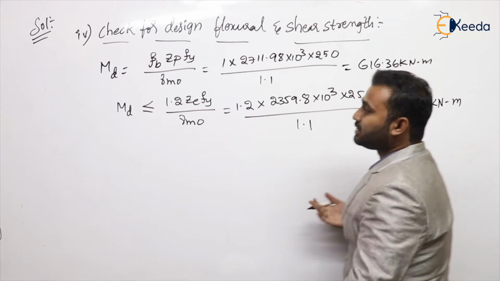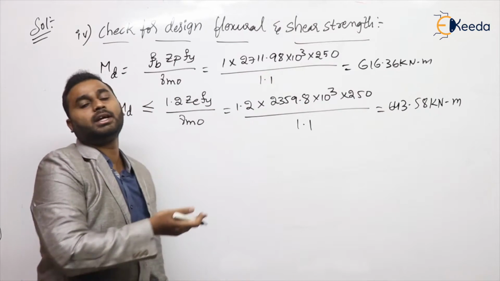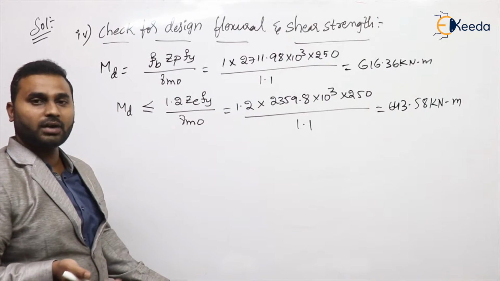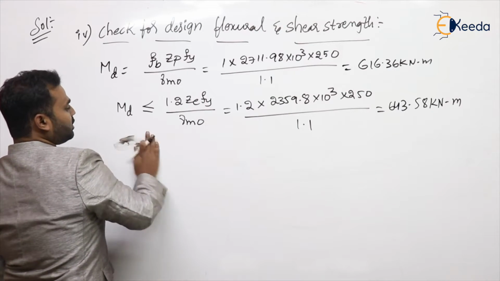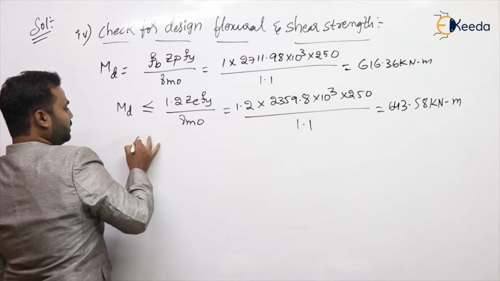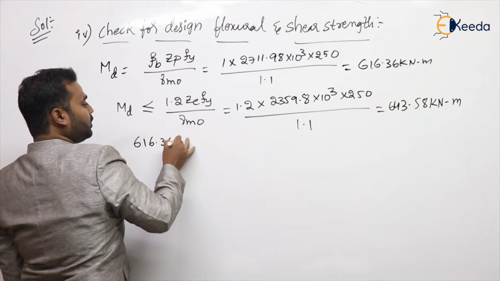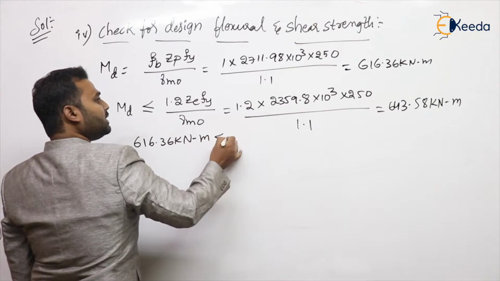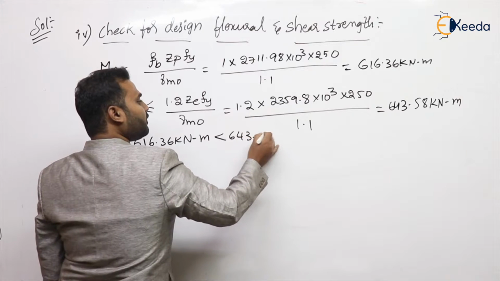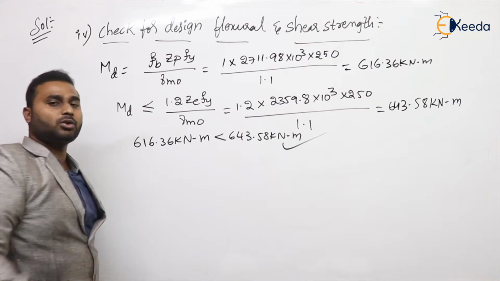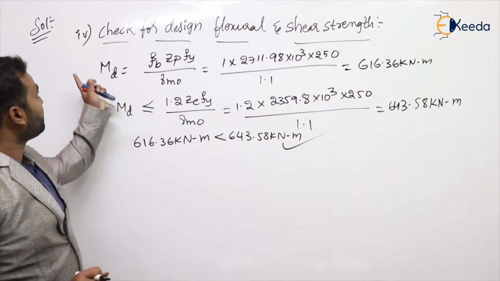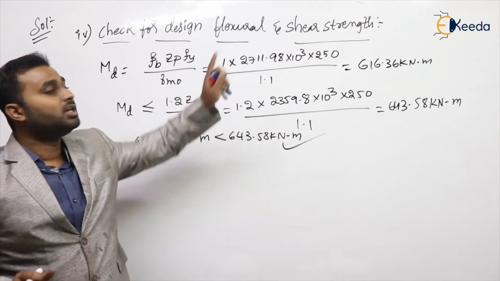kilonewton meter. Obviously, this check is going to be fulfilled by the given section for the given loading. It means Md, which is 616.36 kilonewton meter, is less than 643.58 kilonewton meter, right? Yes. This check is also going to be fulfilled. It means we have completed the check for design flexural and shear strength.